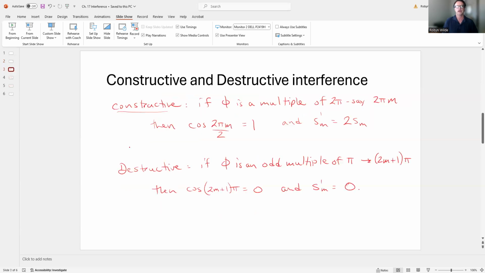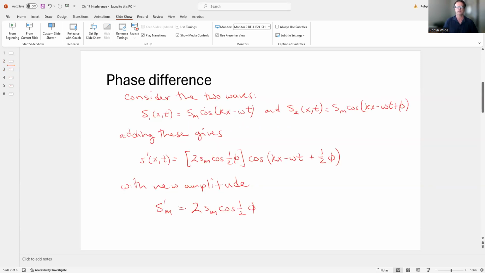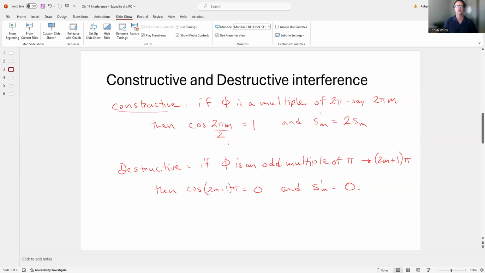So let's look at that amplitude and the phase difference and see how it relates to the constructive and destructive cases. If phi is a multiple of 2 pi, say 2 pi times m, where m is 0 or an integer, plugging it into this formula, I'm just writing the formula again for s prime m, I'll see that the cosine of 2 pi m over 2 is equal to 1, and s prime m is double the individual amplitude of each wave. So this is, again, constructive interference.